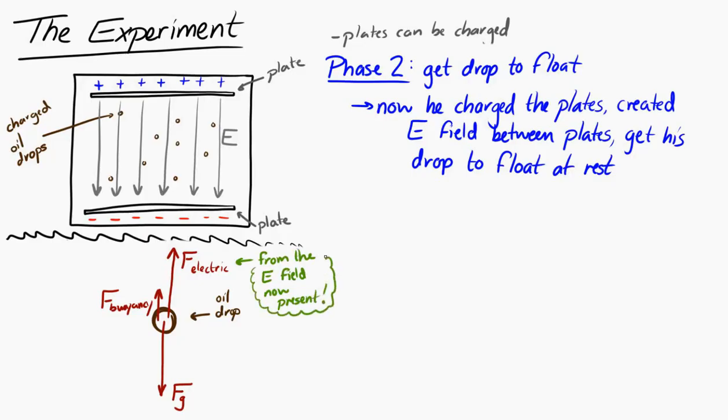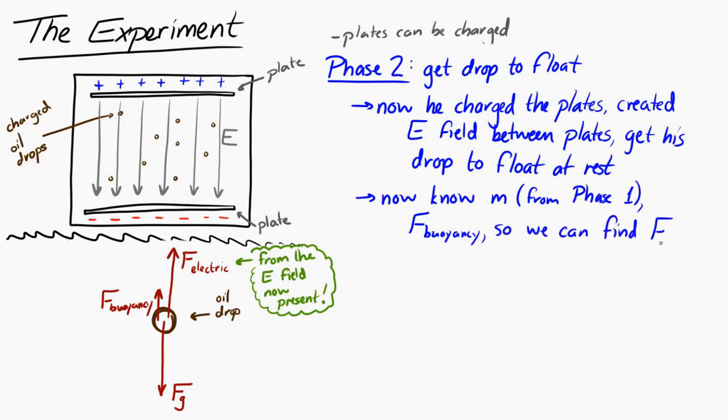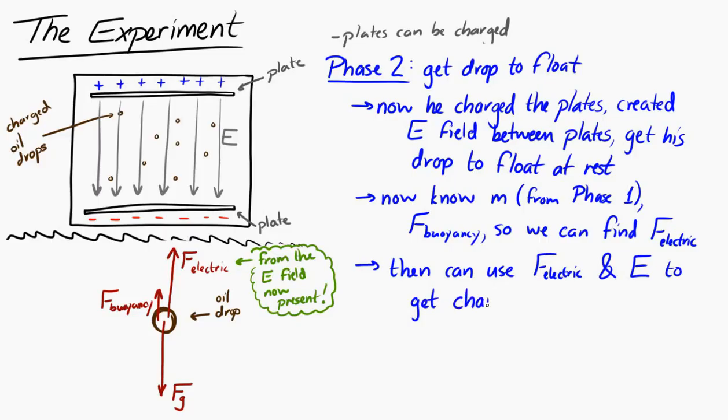If we now know the mass of the drop from the first part, and we know the buoyancy force, we can figure out the electric force acting on the oil drop. And if we know the electric force acting on the oil drop, and if we know the electric field between the plates, we can get the charge on the drop.